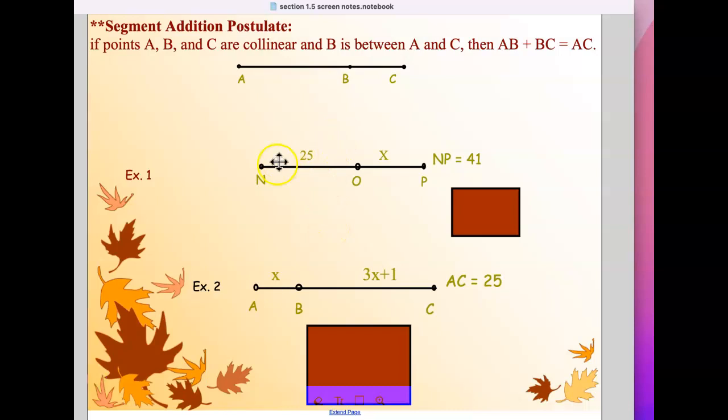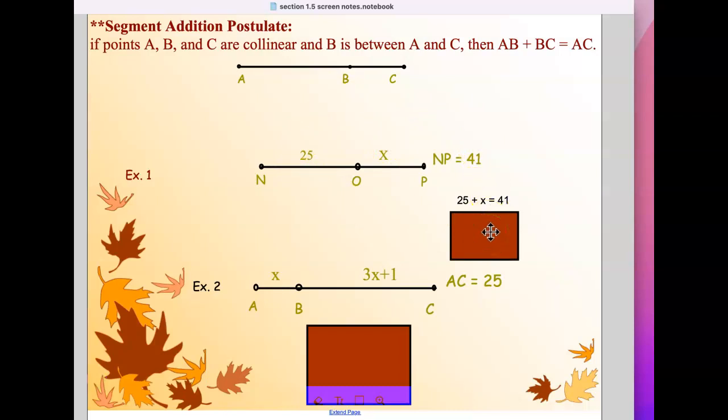Okay? In this case, in example 1 here, we see that the distance from N to O we know is 25, but we do not know what OP is. We do know that NP, the total, is 41. So we're going to use this idea of segment addition postulate and set up an equation to solve for X. So what we would set up is 25 plus X equals 41.